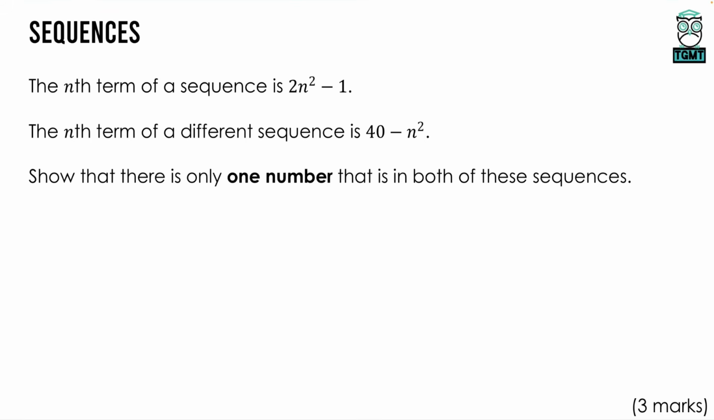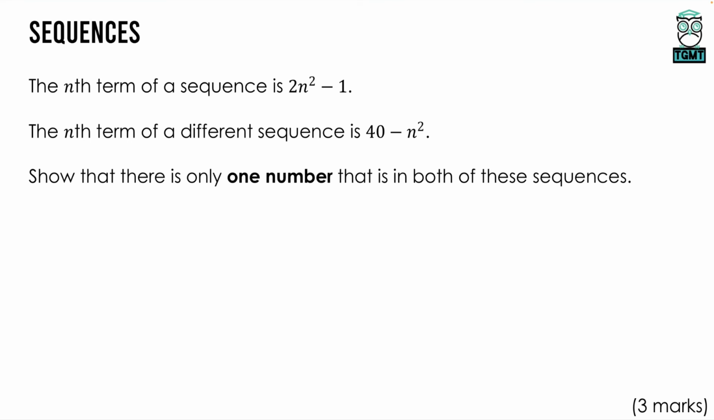Okay, so in this question, we are told the nth term of a sequence is 2n squared minus 1. The nth term of a different sequence is 40 minus n squared. Show that there's only one number that is in both of these sequences.